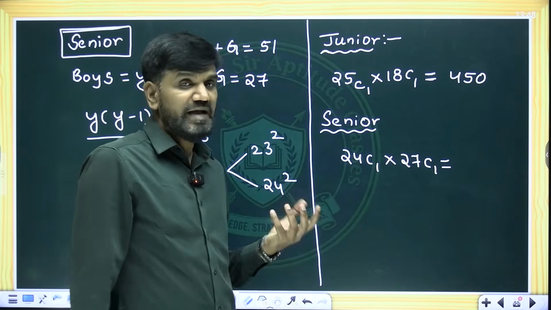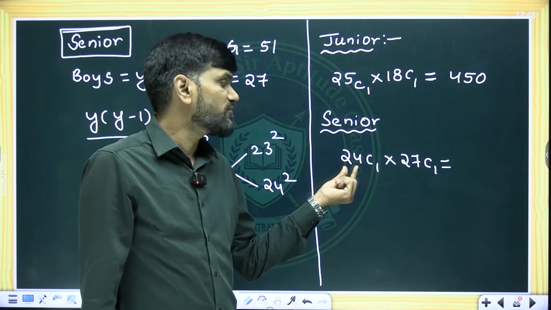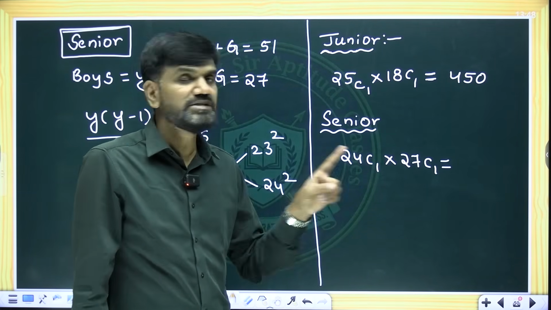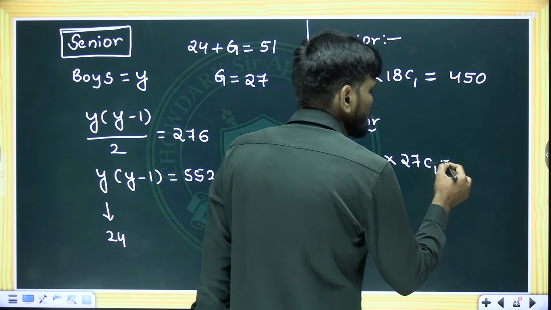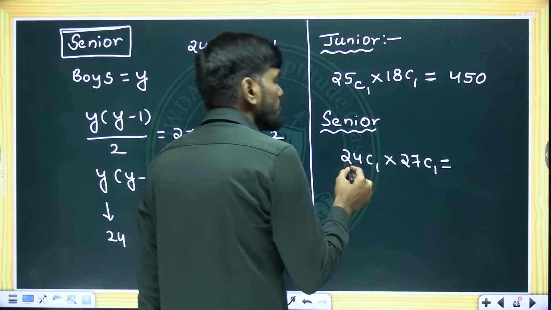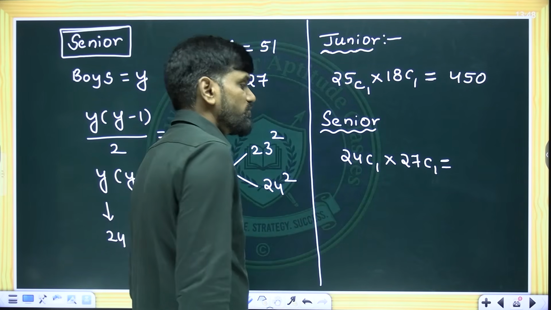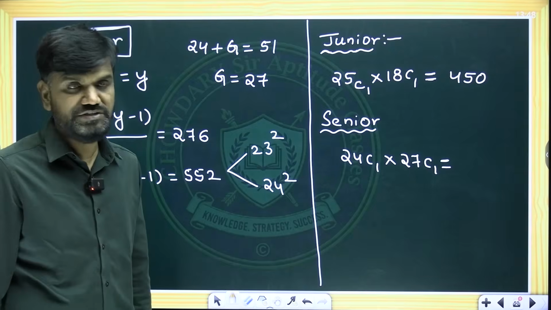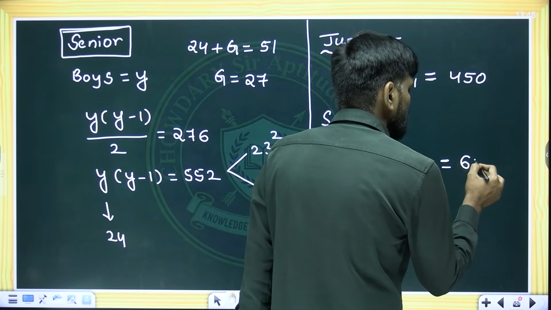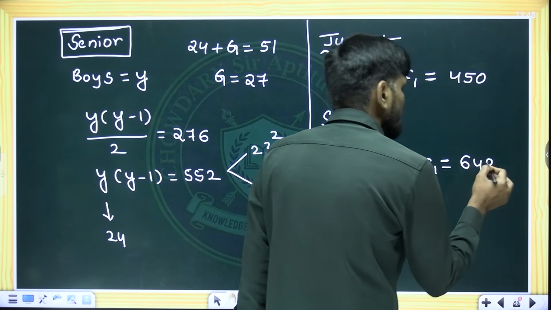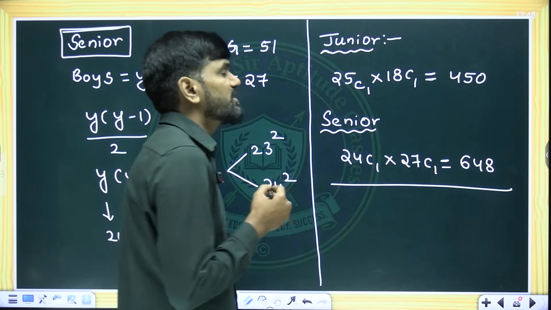So the number of matches between a boy and a girl at senior level: 24 boys are there, choose one; 27 girls are there, choose one. That gives 24 into 27. 24 times 20 is 480, 24 times 7 is 168, and 480 plus 168 gives 648.